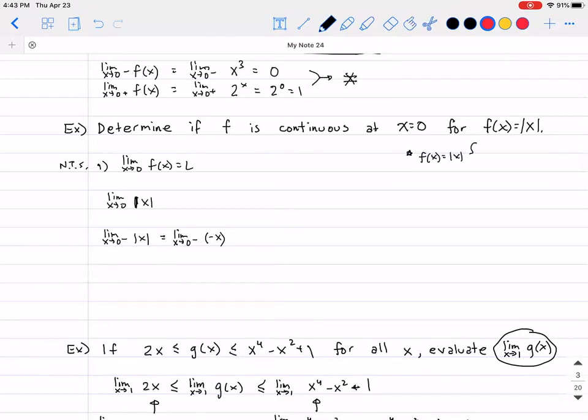Here, let me just write that on the side. Remember, f of x is equal to the absolute value of x. We can break that into 2 parts. We can say negative x for x that is less than 0, or x for x that is greater than or equal to 0. So let's see. If I keep going with this, then by direct substitution, the answer is going to be equal to 0.